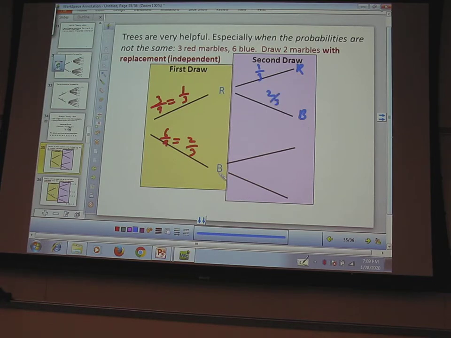What if I draw a blue one first? For the second draw. So here's my marble. Instead of drawing a red one, I draw a blue one. In this case, a white one. Then I put it back. What can I draw for the second marble? Red or blue again. Everybody on board? What's the probability of red? What's the probability of blue? Good.